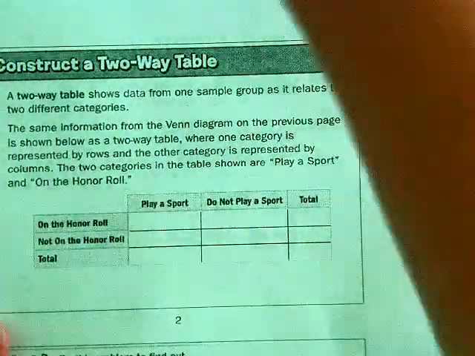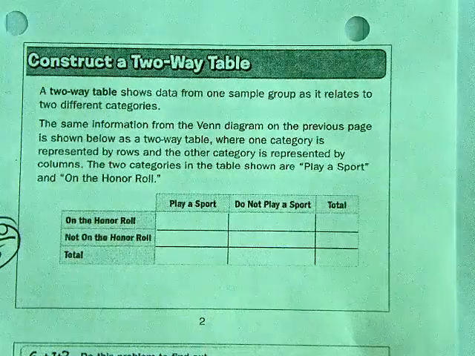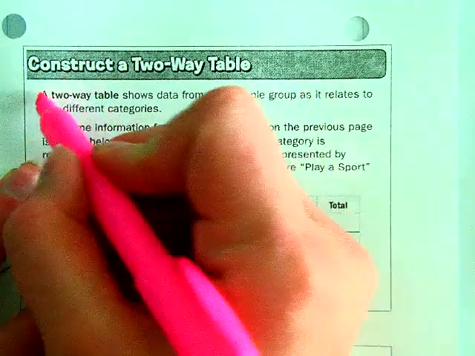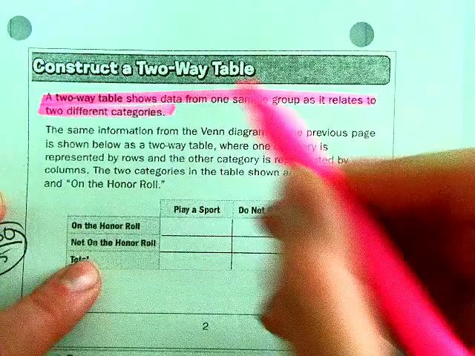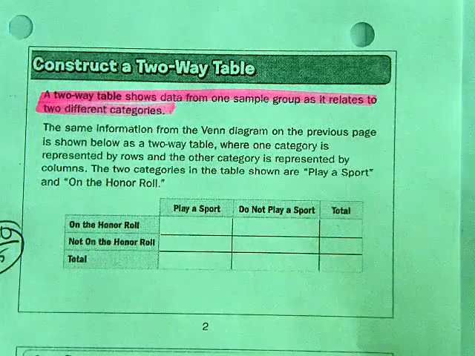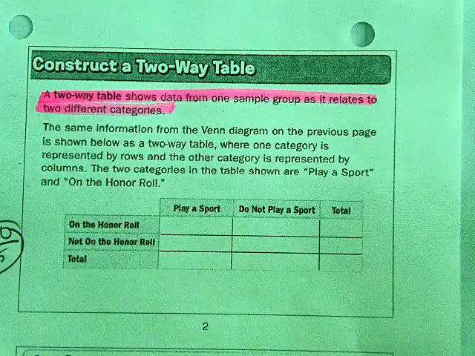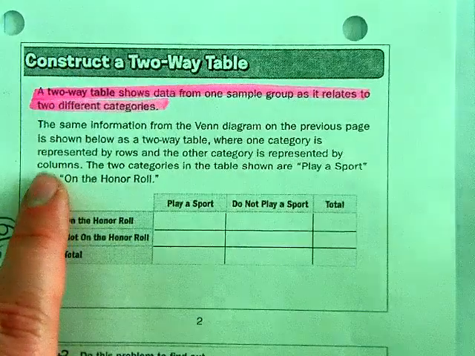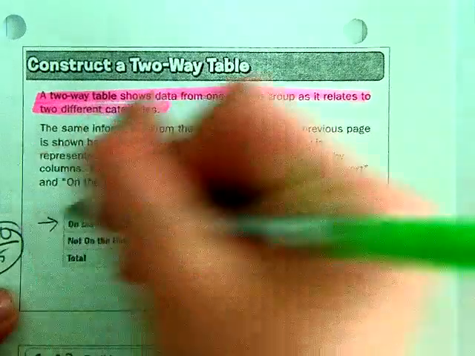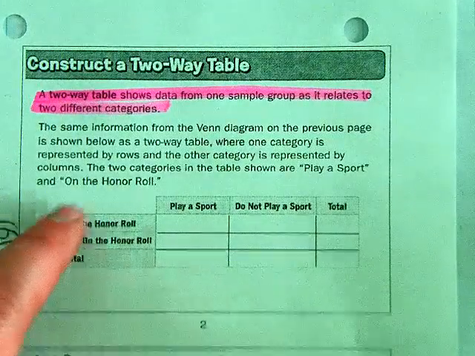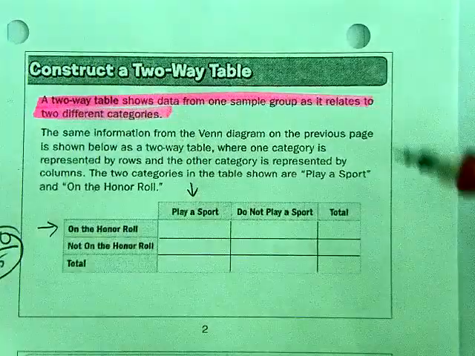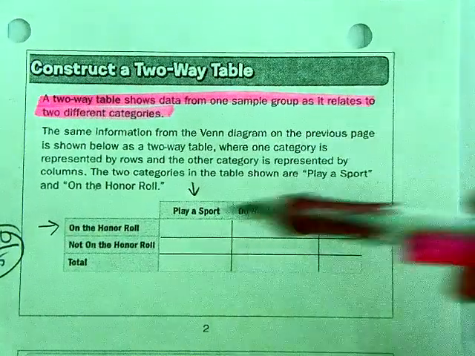Vocab word here on slide 2, another one. A two-way table shows data from one sample group as it relates to 2 different categories. The same information from the Venn diagram on the previous page is shown below as a two-way table. Well, we're going to come up with that. Where one category is represented by rows. So rows go right and left. And the other is represented by columns. The 2 categories are shown as play a sport and do not, on the honor roll and not on the honor roll.